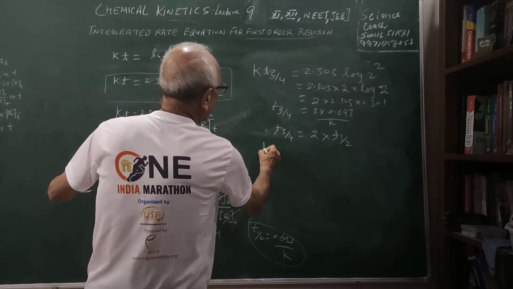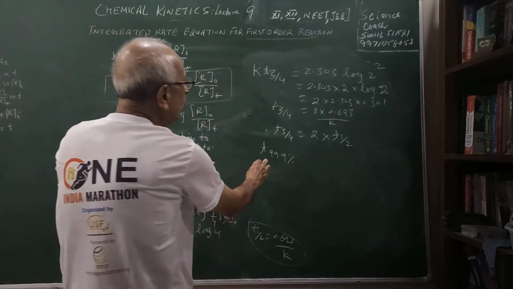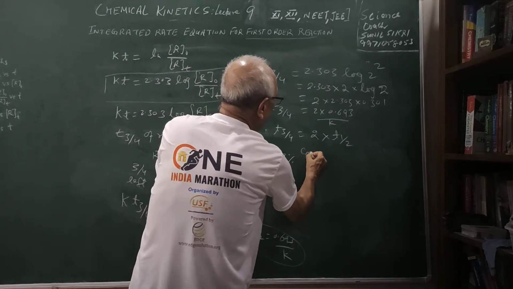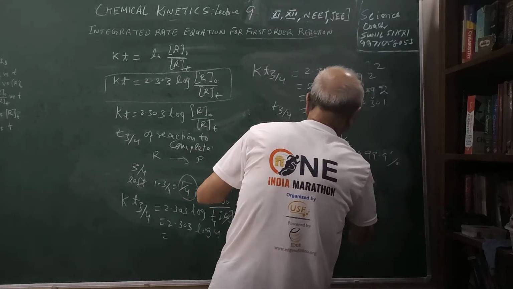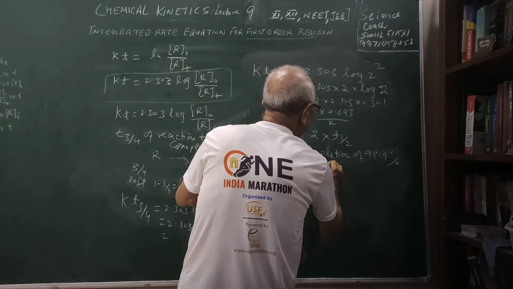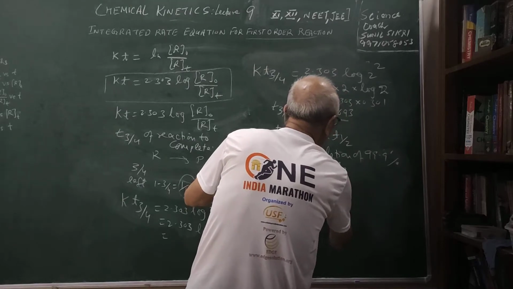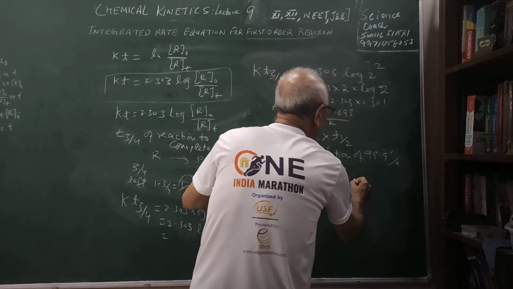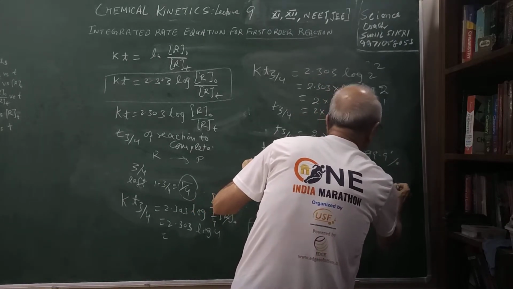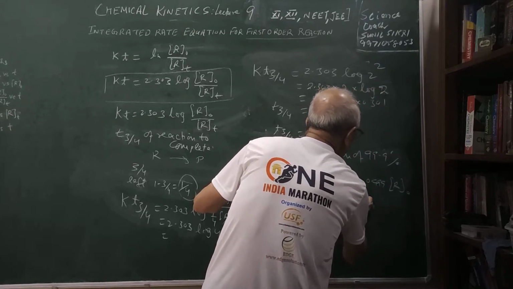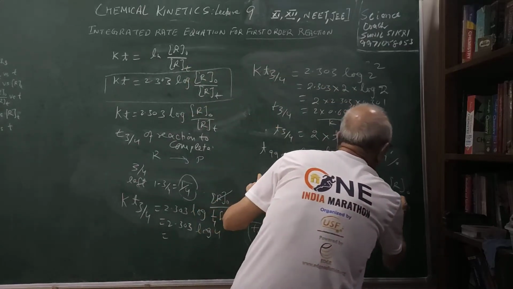And if you want to find T99.9%, that means the time for the reaction to complete to 99.9%. So what is the amount left? If R0 is my original concentration, then 0.999 R0 is gone. So what will be the amount left? 0.001 R0. This is the amount which will be left in this case.